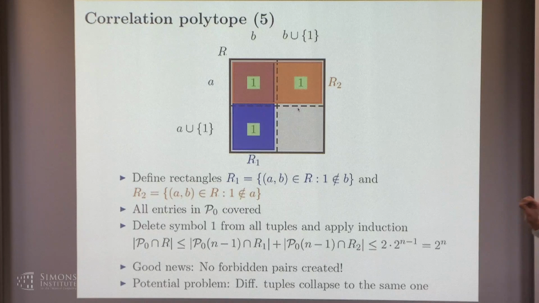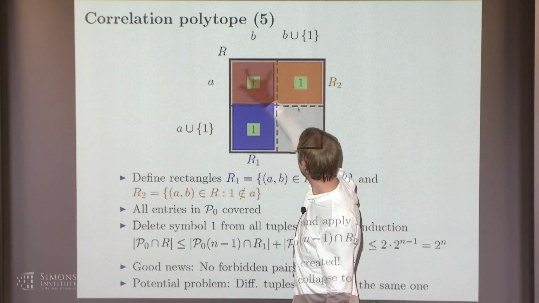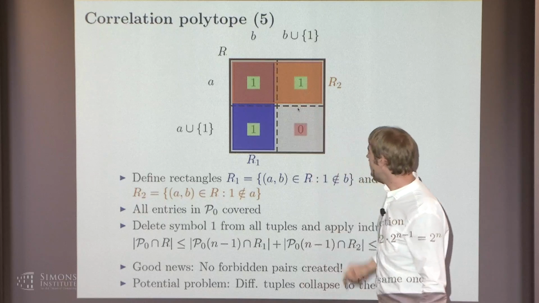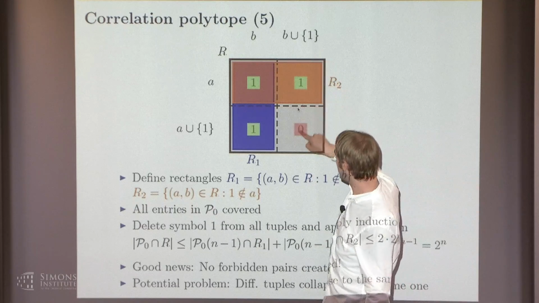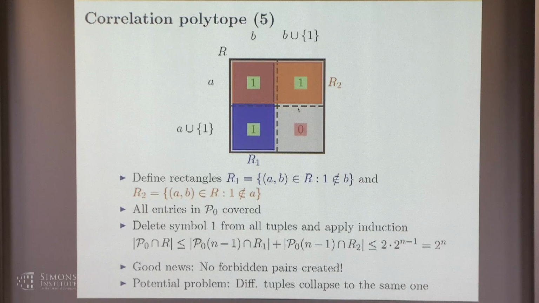But this is not happening. So why is this not happening? Because then you would have this thing in your rectangle, and you would have this thing in your rectangle, and they would intersect precisely in that symbol 1, and this would be a forbidden pair. But you don't have forbidden pairs. So we're good, OK?